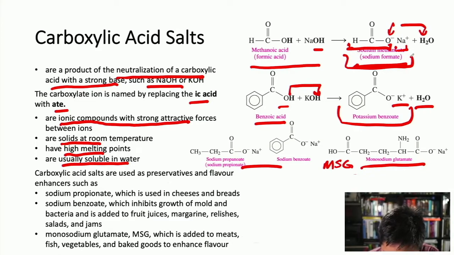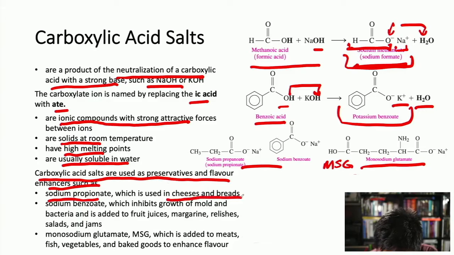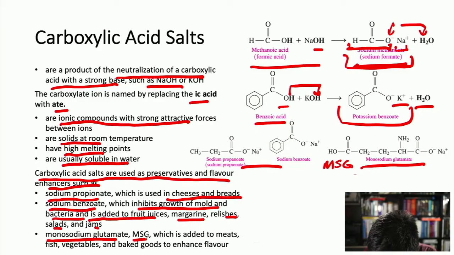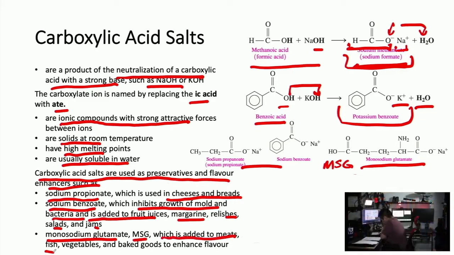Oh, and here's the part that was on the previous slide on accident, but it's supposed to actually be here. Carboxylic acid salts are used as preservatives and flavor enhancers. So things like sodium propionate, that's used in cheese and breads. Sodium benzoate inhibits the growth of mold and bacteria and is added to fruit juices, margarines, relish, salads, and jams. Monosodium glutamate, which is MSG, it's added to meats, right? Like fish, vegetables, baked goods, to enhance the flavor, right?